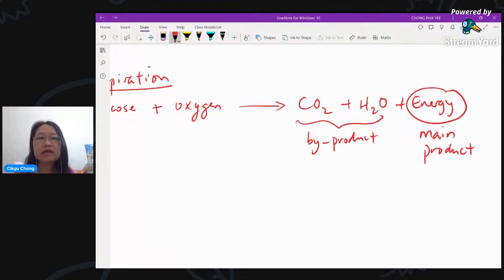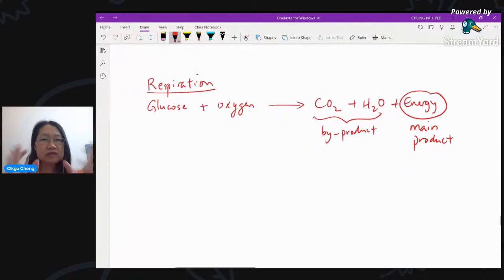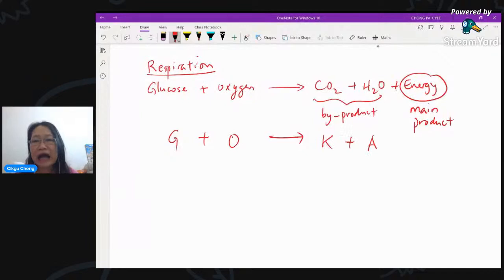So now, if I want to remember this, I give you a simple way of remembering the reaction. Remember G for glucose, O for oxygen, and then K for carbon dioxide, because last time I taught in BM, it was called karbon dioksida. And of course A for air. Okay, GOKA. And of course you want to remember there's an E there, or if in BM it's tenaga, T, up to you.